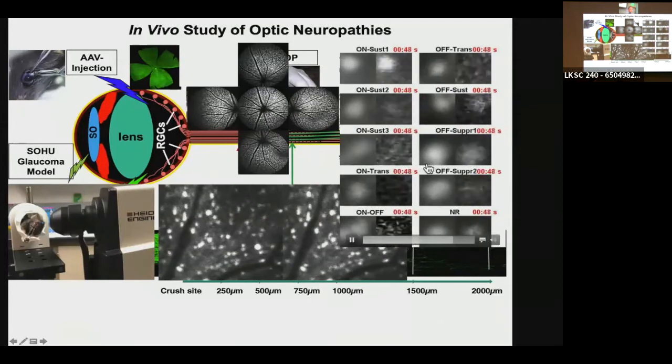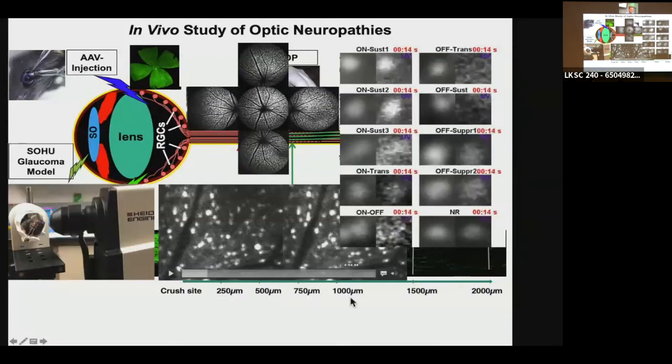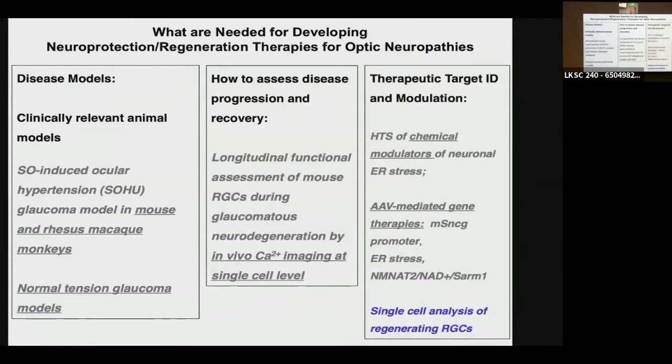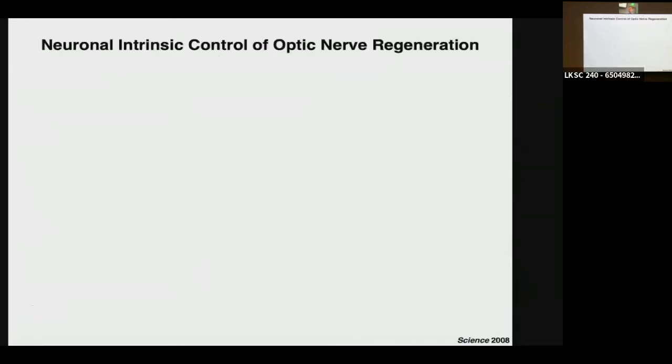That's what we try to accomplish with this in vivo study of these optic neuropathies. I have elaborated that we need a clinically relevant animal model, and we need a way in vivo to detect their morphology and activity. That's what I talked about in the previous two ODD meetings. But today, I want to talk about something more recent. We have an effort using single cell analysis of regenerating RGCs to identify the genes, the targets, that can potentially be modulators for optic neuropathy degeneration.